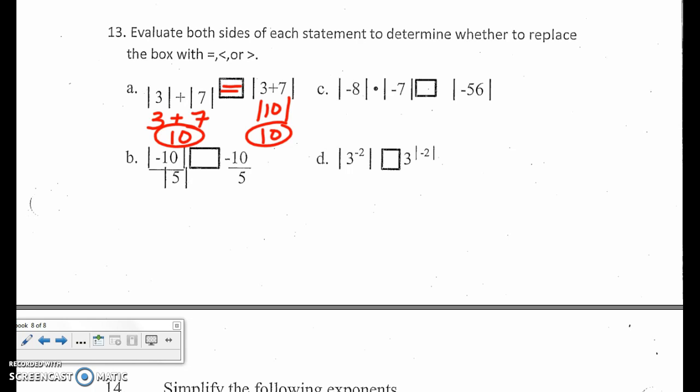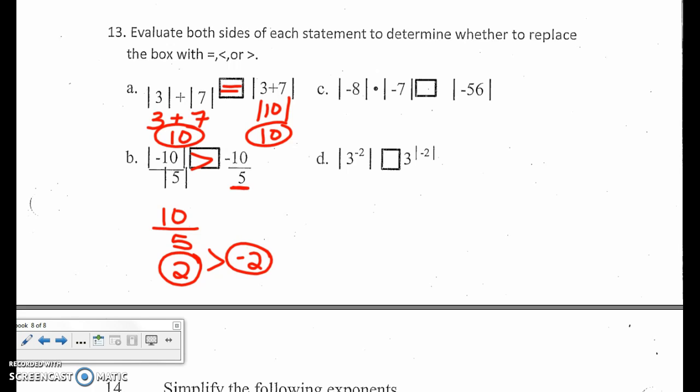We're going to go down to letter B. Well, -10 is 10 units away from 0. 5 is 5 units away. So 10 divided by 5, we get a positive 2 on that side. Over here, we have no absolute value. So we have -10 divided by 5 to get -2 on that side. And 2 ends up being greater than -2. Make sure you use your calculator if you're not sure what -10 divided by 5 is.